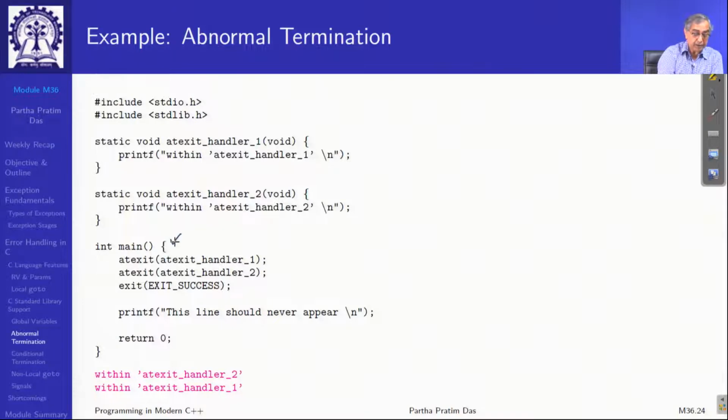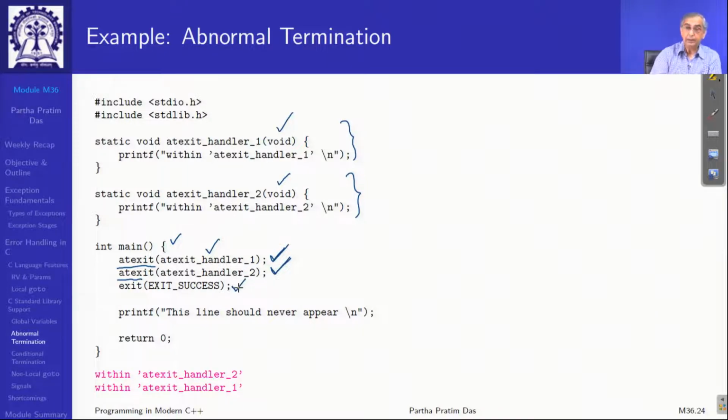Here is a main function. Here are two functions that I have defined as handlers. What is important to note is I have called the library function atexit and passed the pointer to the first function. What atexit does internally is maintain a stack of function pointers, so it will put it inside the stack. Then I have done atexit once more, so a second handler is also pushed onto the atexit stack.